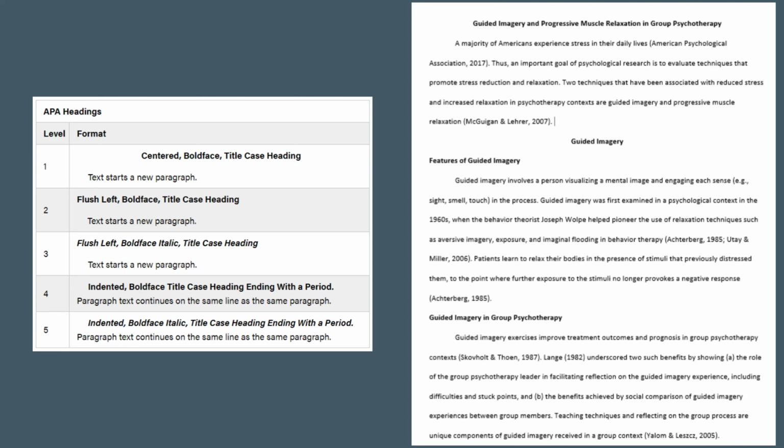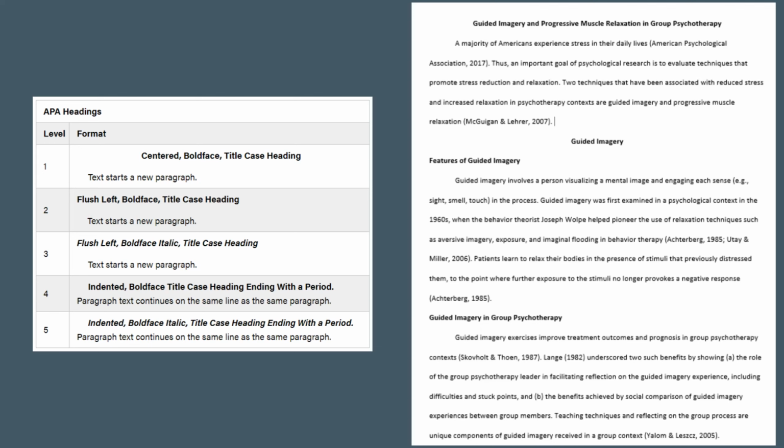Then we have a subheading. So in guided imagery, we're talking now about features of a guided imagery. So we introduce that concept with our subheading. We have our paragraph about it. And now we're going to talk about guided imagery in group psychotherapy. So we have that secondary subheading, which is there, bolded, left aligned.